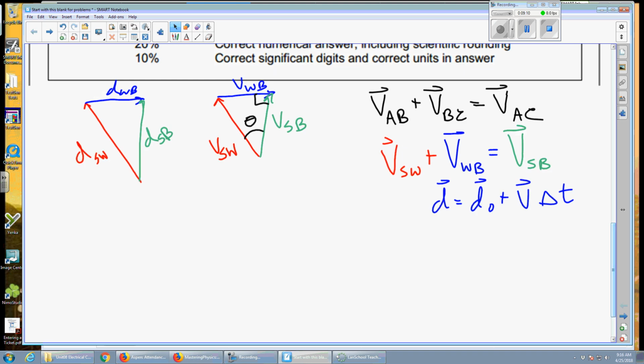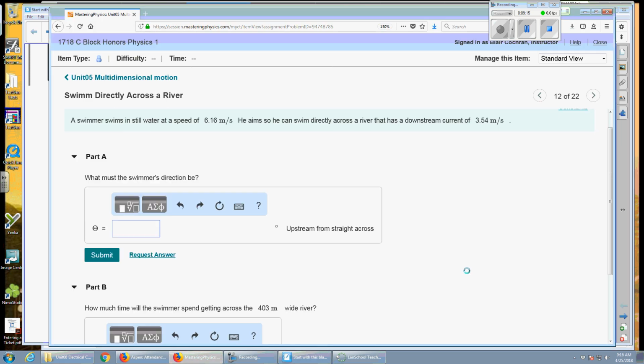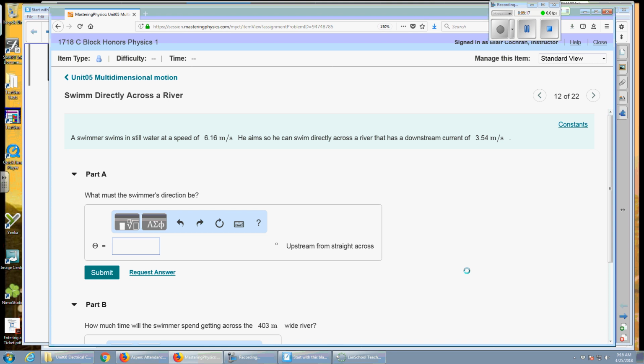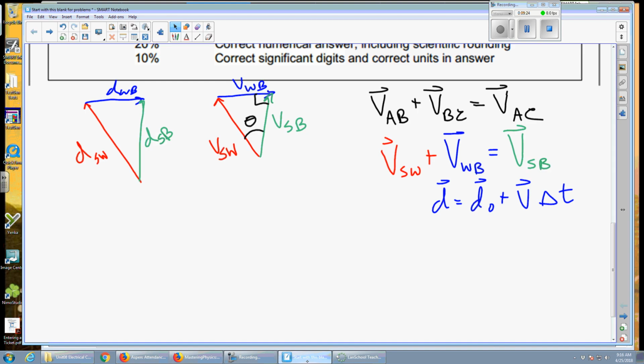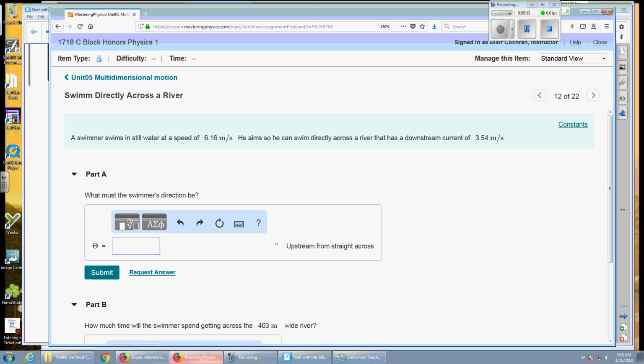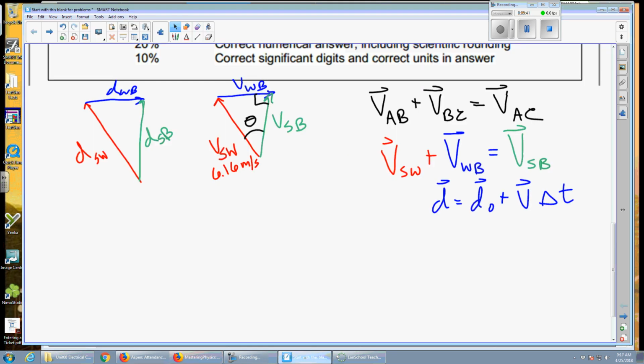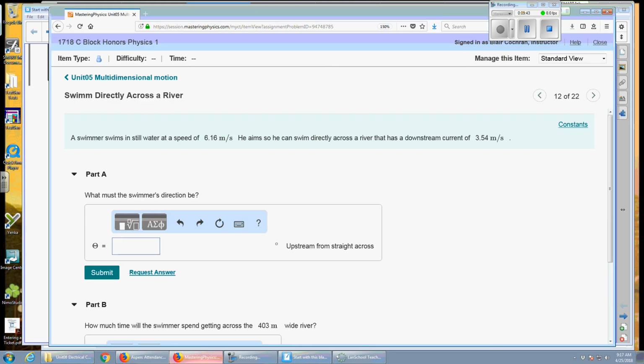So I want to figure out theta. Let's see what they tell me. Do they tell me VS? Yes. VSW is 6.16 meters per second. And 3.54 is VWB, 3.54.